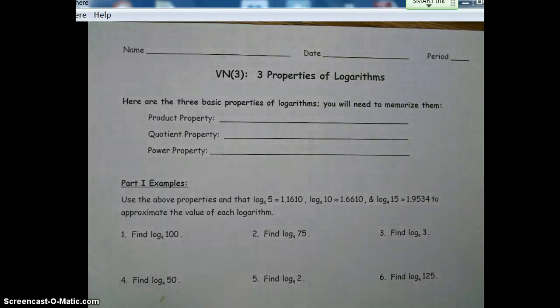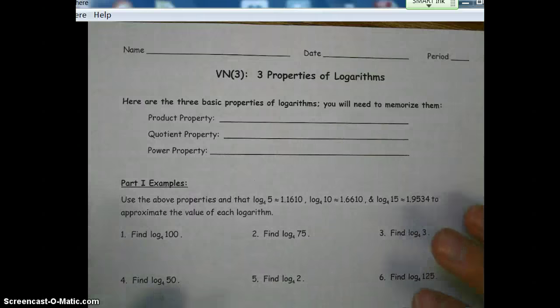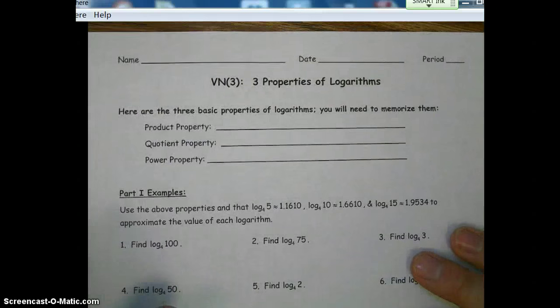Hey guys, today we're going to look at properties of logarithms. Before we do, let's talk about the parts of notation for a logarithm.